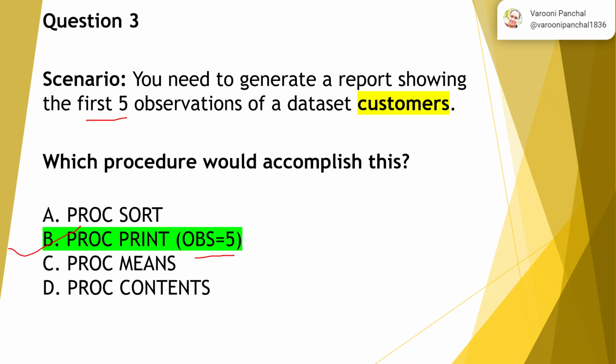Now if you try to analyze it in detail, proc sort is used for sorting the data sets, like I said, so this is not the right answer. Proc means is used to create the summary statistics, generating n, mean, standard deviation, percentiles, deciles. So this is also not the right answer. Proc contents is just to see what the contents are, what the data types are, and the detailed information regarding the data sets and the library. So this is not the right answer.